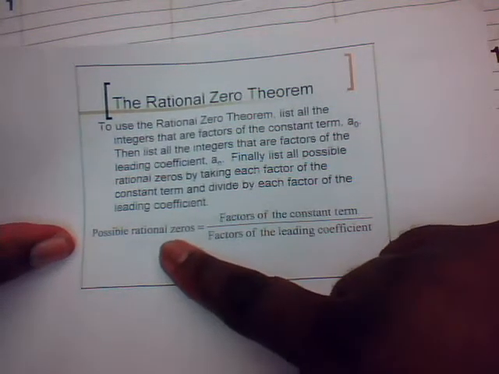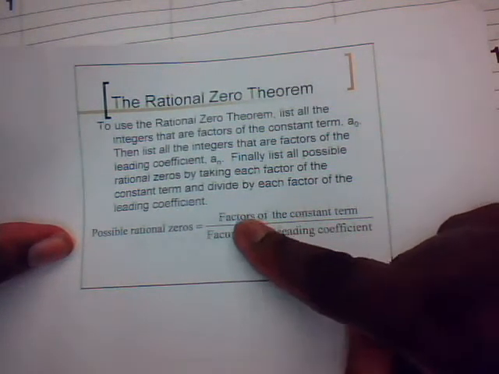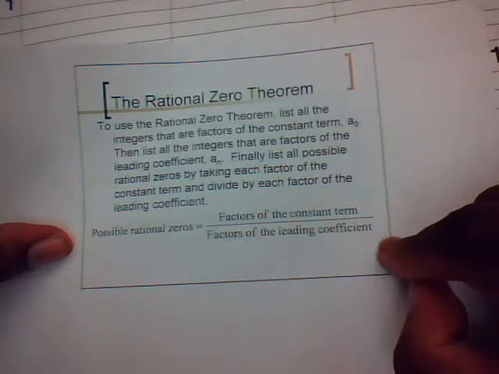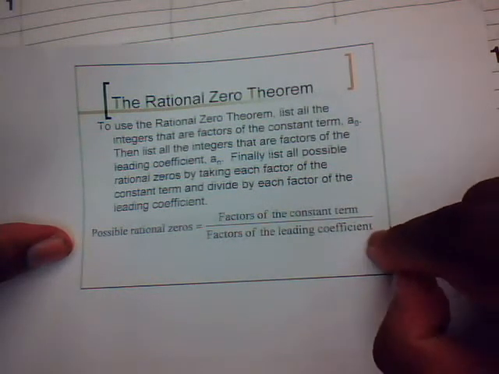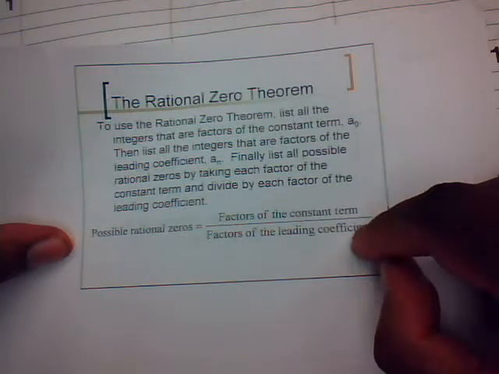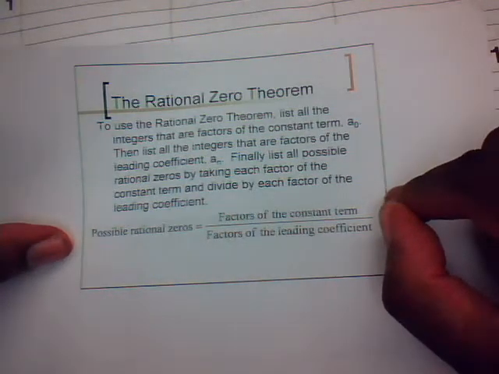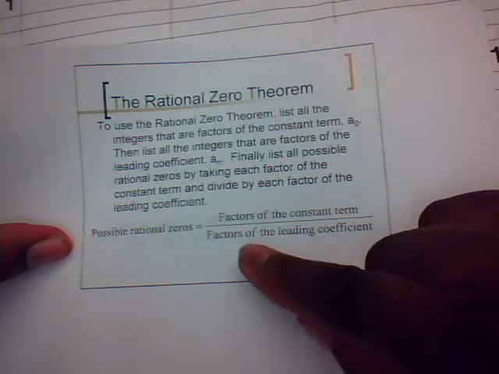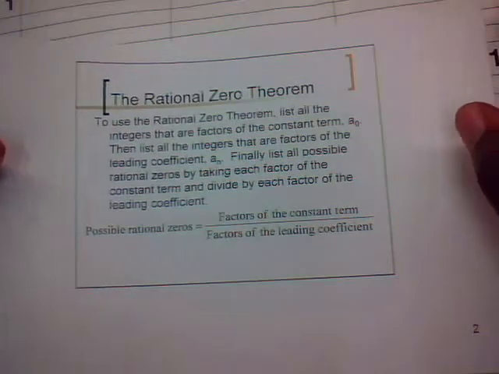So I have right here, the possible rational zeros will be the factors of the constant term divided by the factors of the leading coefficient. So you'll take each factor of the constant term one at a time and divide that by each factor of the leading coefficient one at a time.